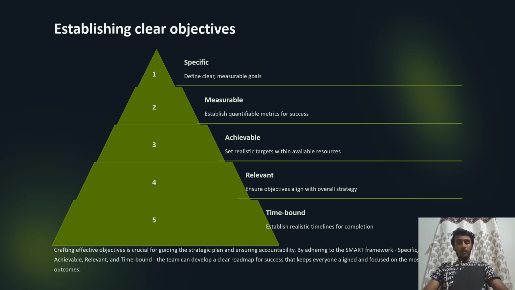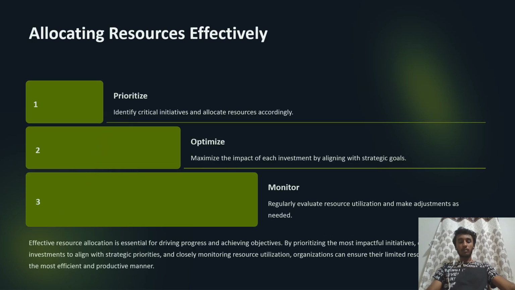Creating effective objectives is crucial for guiding the strategic plan and ensuring accountability. By adhering to the SMART framework of specific, measurable, achievable, relevant, and time bound, the team can develop a clear roadmap for success that keeps everyone aligned and focused on the desired outcomes.